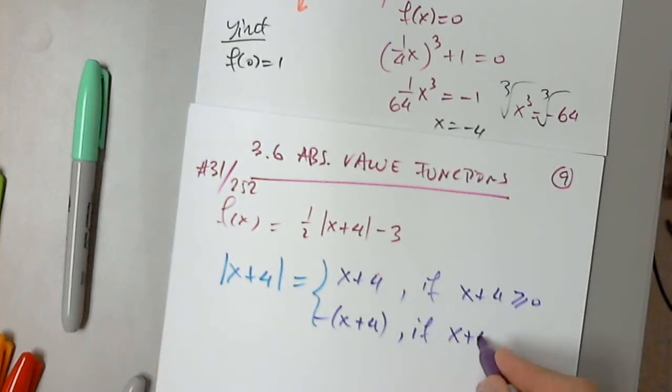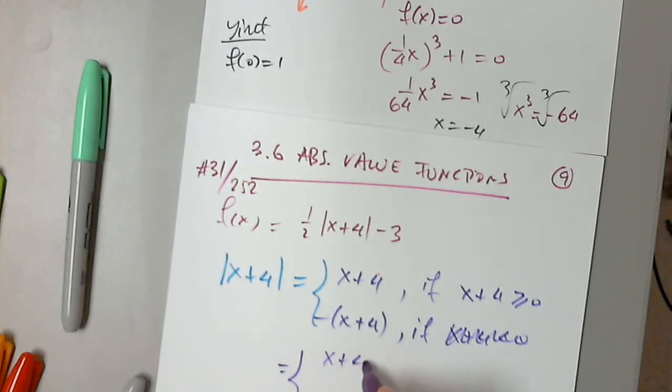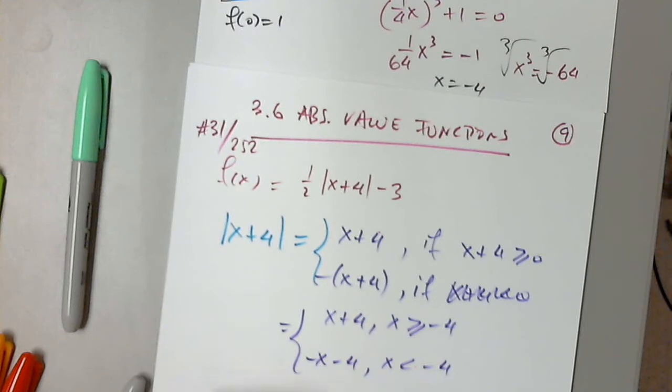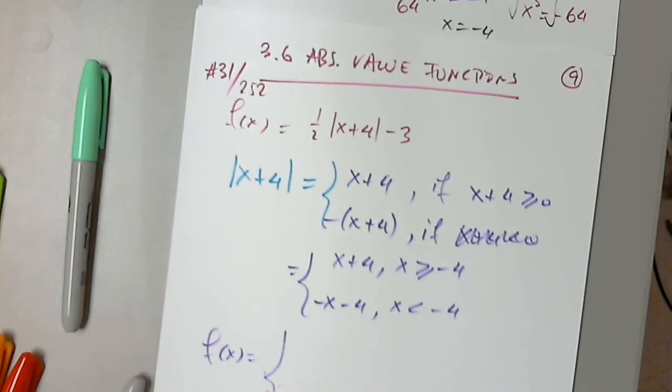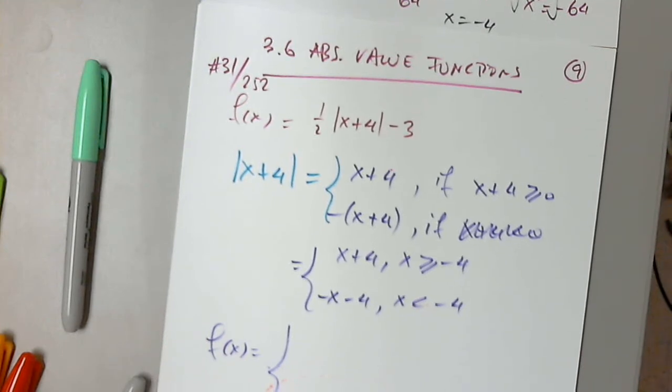Excellent. And x plus 4 is less than 0. I refuse. Do not do that. I just want to make sure you understand you never need to solve the second one. So this becomes x plus 4 for x greater or equal to negative 4 and negative x minus 4 for x less than negative 4. And now I have the entire function, which becomes, of course, a piecewise defined function, which we know how to graph because we practiced that.